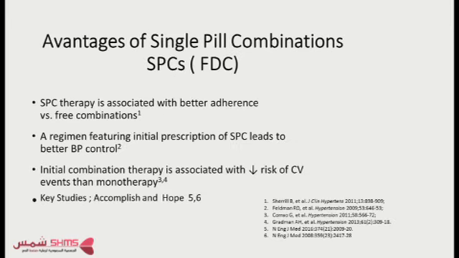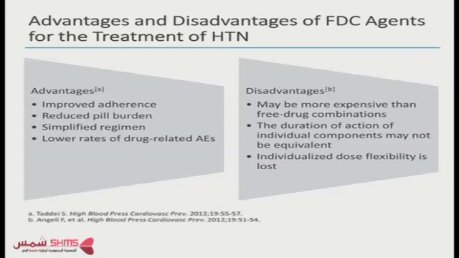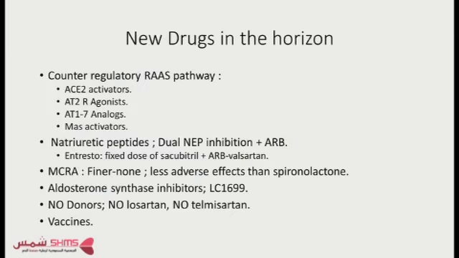Now, another point, the single pill combination. This is very helpful here in control of their patient. It's associated with better adherence. Regimen, initial prescription leads to a better blood control. And we have key studies which confirm that. And we have enough data to suggest that the fixed dose combination have been shown to improve adherence. They have advantages, yet they have disadvantages. But if they are available and affordable, I think we should start with them.